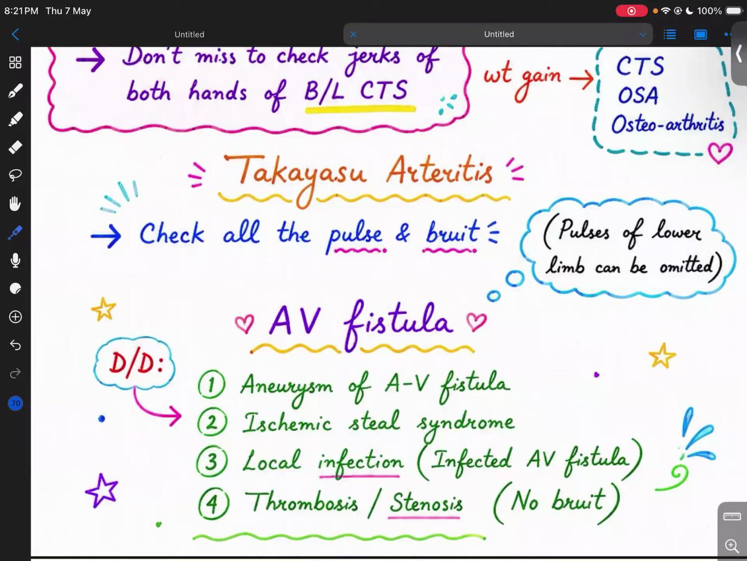It was exactly the answer given by that candidate. He passed at first attempt from Kolkata. So that is the simple thing, and we have to examine all the pulses and all the bruits.